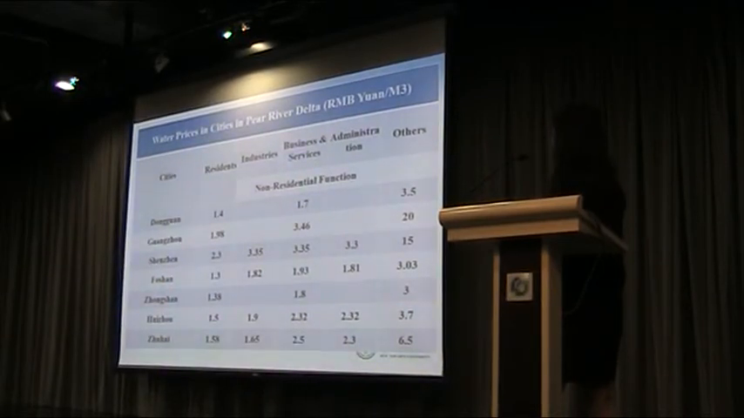We can take a look at the water prices in the cities in the period and compare Dongguan with the others. This is data from 2012, and we can see that in Dongguan the water price is much lower than most of the areas in this Pearl River Delta. So that may explain why in Dongguan the overconsumption of water is so severe.